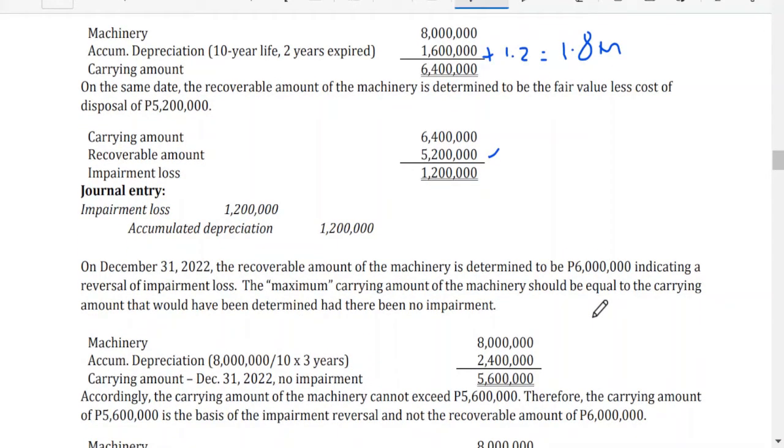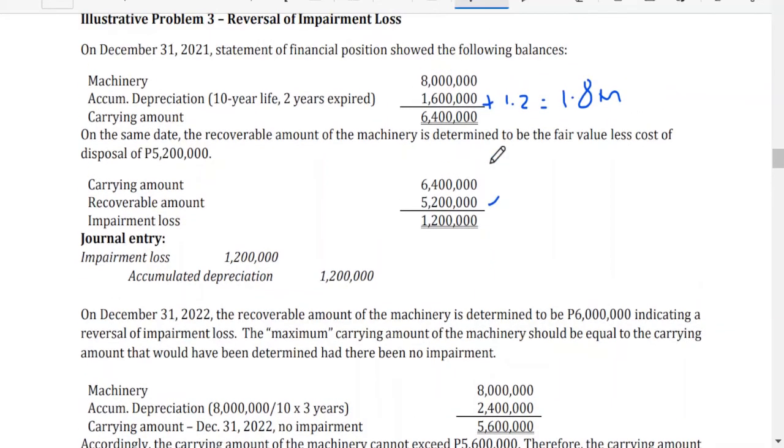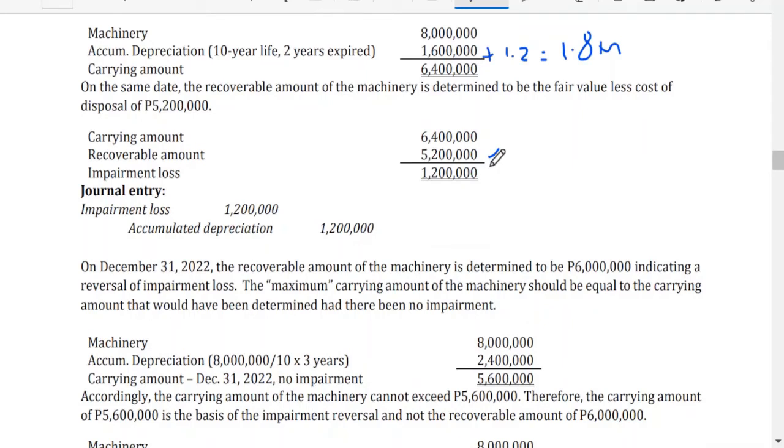Now we compare the 6 million, the new recoverable amount, with the carrying amount of the machinery. How much is the carrying amount of the machinery? Previously, we have 5,200,000 carrying amount as of December 31, 2021. And of course, if we will be depreciating it further, that would be lesser than 5,200,000. So obviously, even without computing the updated carrying amount, we know that the carrying amount is lesser than the recoverable amount, or the recoverable amount now is greater than the carrying amount.